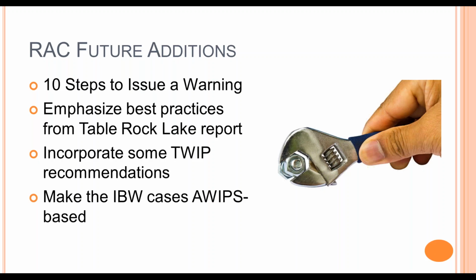And then another big update that we're making is that we are converting those quick IBW cases that are associated with this section of RAC to be AWIPS based. In the past, they have been GR2 based, but one of our mottos is to fight like you train and train like you fight. And we don't issue warnings from GR2. We issue them from AWIPS. So we want to make sure people are practicing using AWIPS based imagery because it's more closely associated with how you will make your warning decisions.